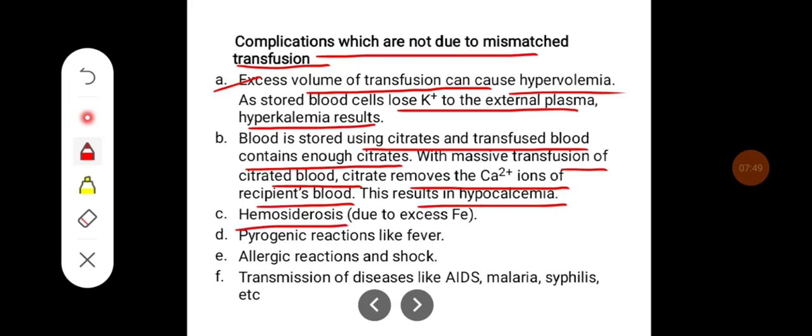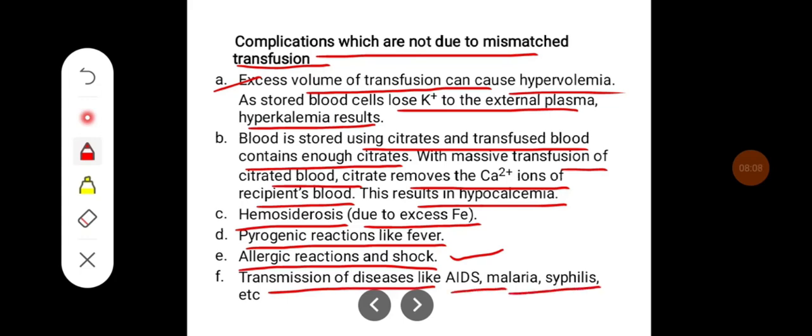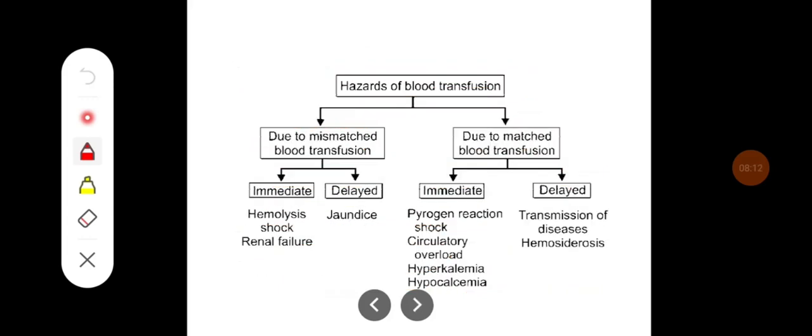There can be chances of hemosiderosis, which occurs because of the deposition of excess iron. Pyrogenic reactions like fever can occur, allergic reactions and shock can occur because of the released cytokines, and there can be transmission of diseases like AIDS, malaria, syphilis when you are doing blood transfusion. So hazards of blood transfusion can be due to the mismatched blood transfusion and due to the matched blood transfusion.